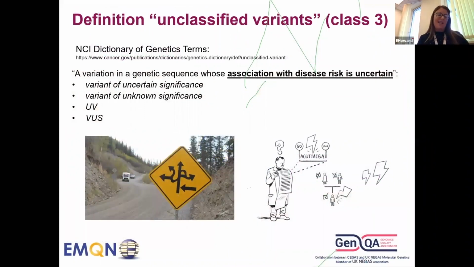So this is really a catalogue of the different terminology that we can see when we read about unclassified variants. It's just to raise awareness that they all mean the same thing, that this is an unclassified variant. We actually don't know if it's pathogenic or not pathogenic. This is basically a variant in a genetic sequence whose association with disease risk is uncertain. They can be termed a variant of uncertain significance, a variant of unknown significance, or acronyms such as UV or VUS are also seen. So it's just to raise awareness that these are all termed unclassified variants.